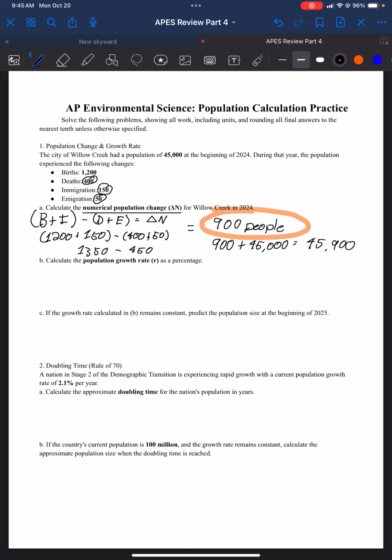If we got a negative number there, then that's fine. That just means our population shrank. But we had more births than deaths and more immigrations than emigrations. So our population should have gone up, which our math supports.